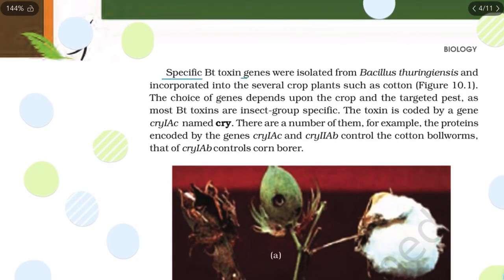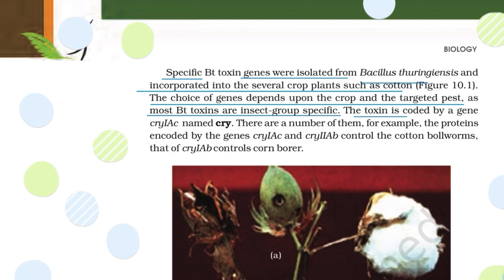Next, specific Bt toxin genes were isolated from Bacillus thuringiensis and incorporated into several crop plants such as cotton. The choice of genes depends upon the crop and targeted pest, as most Bt toxins are insect group specific. The toxin is coded by a gene named cry. There are a number of them. For example, the proteins encoded by the genes cryIAc and cryIIAb control the cotton bollworms. That of cryIAb controls corn borer.